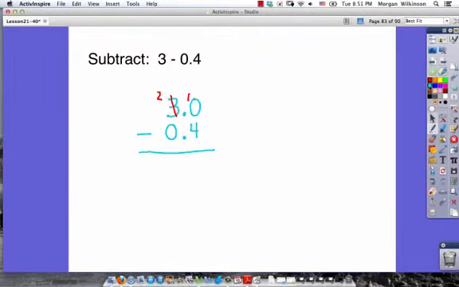We have 10 minus 4, that's 6. Decimal points come straight down because we've lined up by place value, and 2 minus 0 must be 2. So we've got our answer. The difference in this problem, remember difference is the answer to a subtraction problem, is equal to 2 and 6 tenths, or 2.6. Let's look at our next slide.